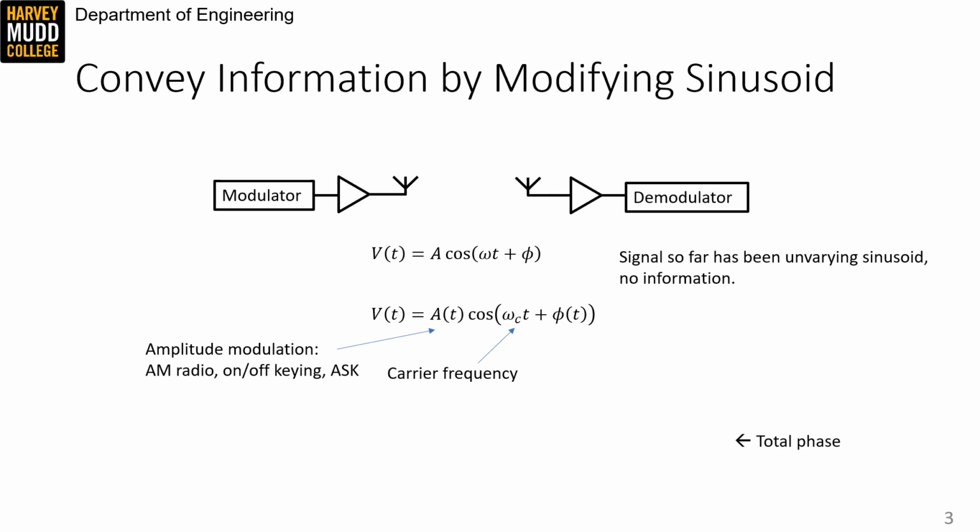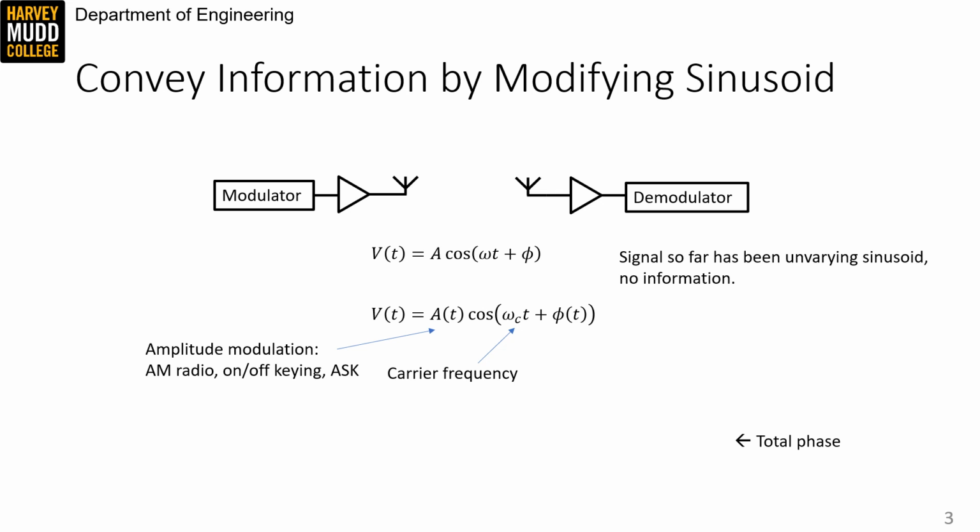Every type of modulation comes in both analog and digital varieties, and the digital versions of amplitude modulation include on-off keying, or OOK, which is just turning the signal on and off to send data, and amplitude shift keying, or ASK, which is switching between two digital amplitude levels.